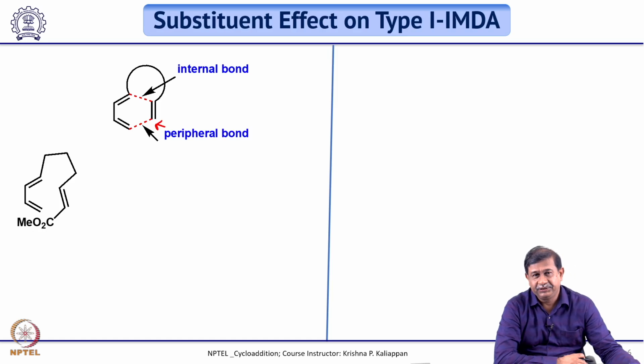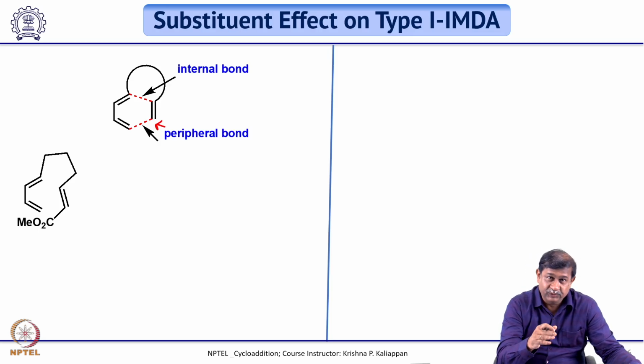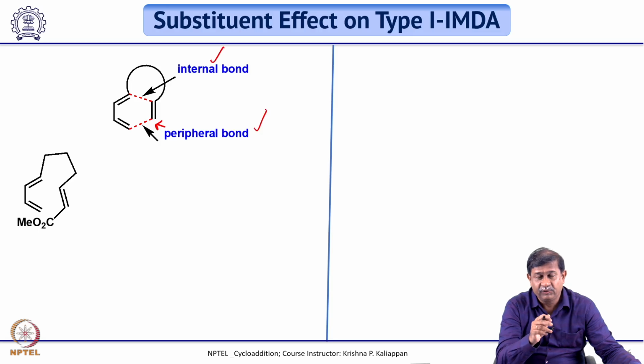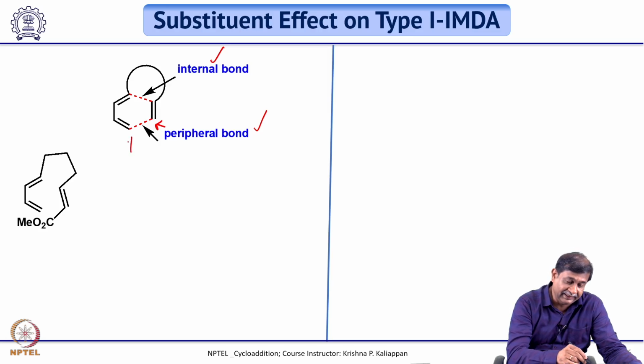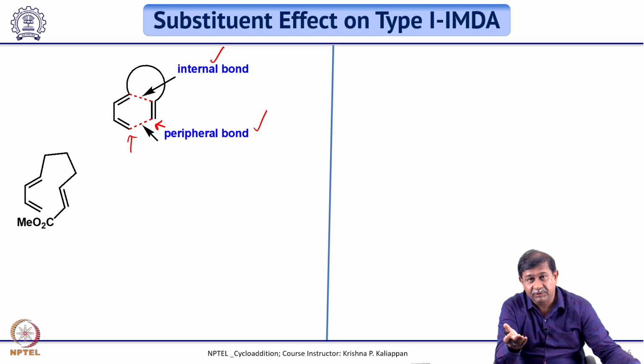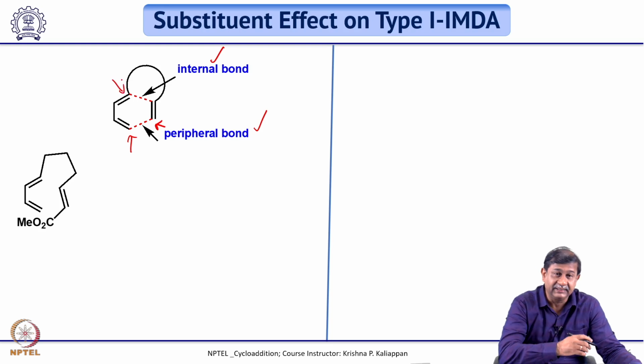If we have a substituent at either the diene or the dienophile, what will be the effect of such substituents? When this bicyclic compound is formed, you get two new sigma bonds. One is the internal bond, the other is the peripheral bond. The peripheral bond is formed between the terminal carbon of the dienophile and the terminal carbon of the diene, whereas the internal bond is formed between the internal carbon of the dienophile and the internal carbon of the diene.